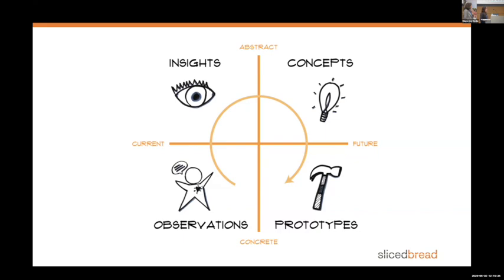Then we work with our clients to come up with really creative concepts that start addressing those needs. And then those concepts turn into prototypes, which we then put back in front of our users to have them test it out and observe their behavior, which brings us back full circle. And so we've been following this iterative cycle, refining our prototype continuously until we've gotten to the final product, which we'll talk about in a bit.